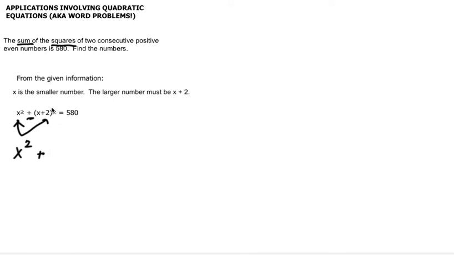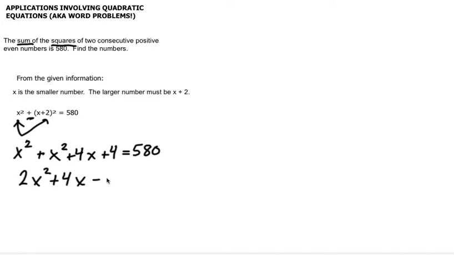x plus 2 in parentheses squared is a perfect square trinomial. So that is going to expand to x squared plus 4x plus 4, and that equals 580. I'm going to combine some like terms here, and I'm going to get 2x squared plus 4x minus 576 equals 0.